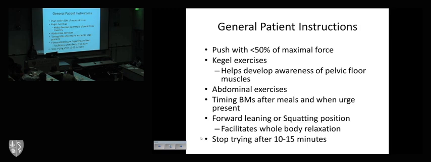And generally, what I tell patients to do in the office before I send them out for biofeedback therapy is to say, when you're straining, just push with 50% or less of your maximal force. And if you're still having problems, actually put your hand on your gluteal muscle and make sure that's not contracting. So you want to contract your abdominal muscles, but not contract your gluteal muscles at the same time.